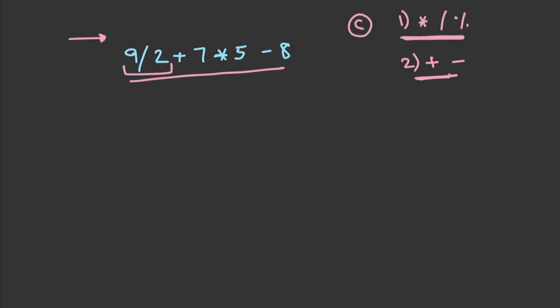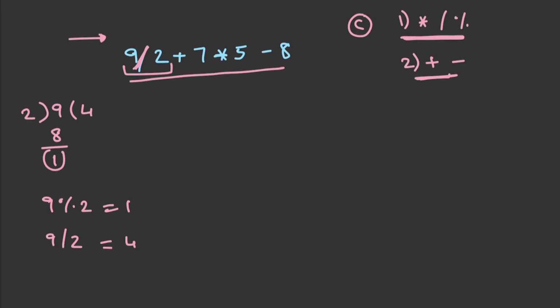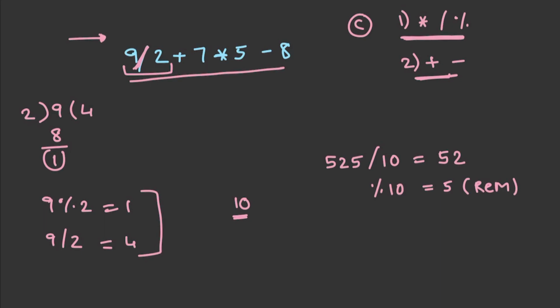Now, if we go into the expression, initially we find the division operator. This operator returns the quotient. So if 9 is divided by 2, 4 will be the quotient and 1 will be the remainder. So 9 modulo 2 will be 1 and 9 divided by 2 will be 4. You need to remember that if you take a decimal number, for example 525, and divide by 10, 52 will be the quotient and 5 will be the remainder. So if you take a decimal number and want to separate the last digit, you can take the modulus of the number.